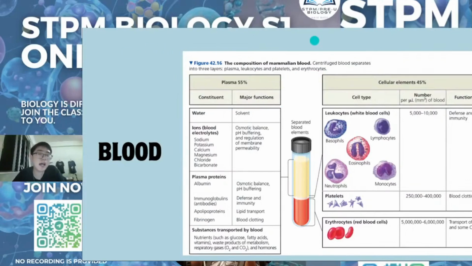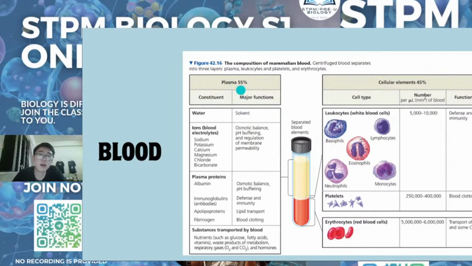This is the last part of the connective tissue. For example, blood. Our blood is actually also one type of connective tissue. Okay, so I think blood, you see this diagram. Blood, I think all of you already know that we have two main components, right?